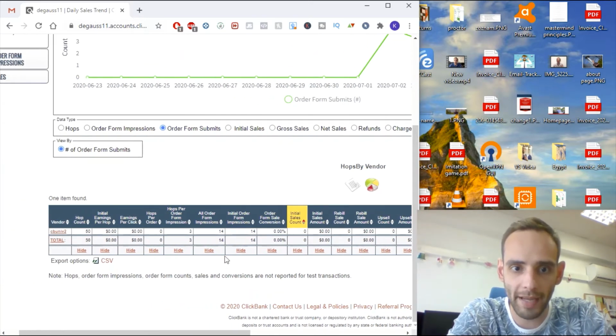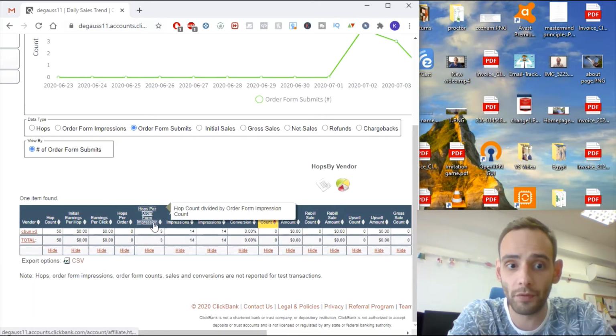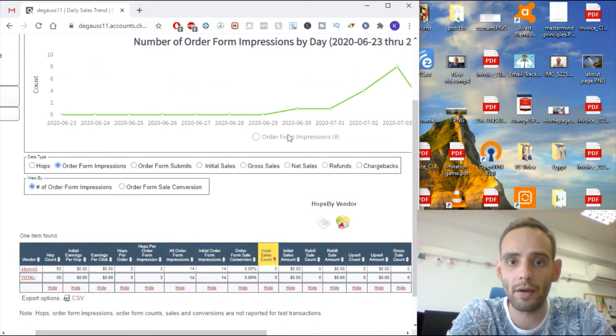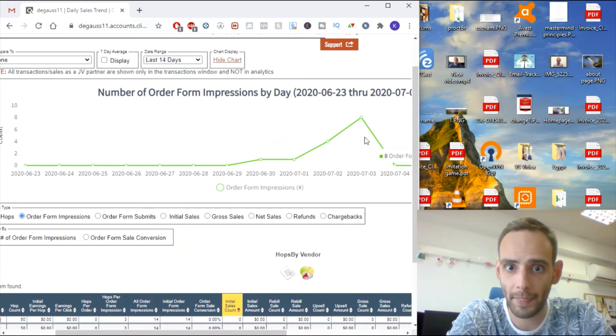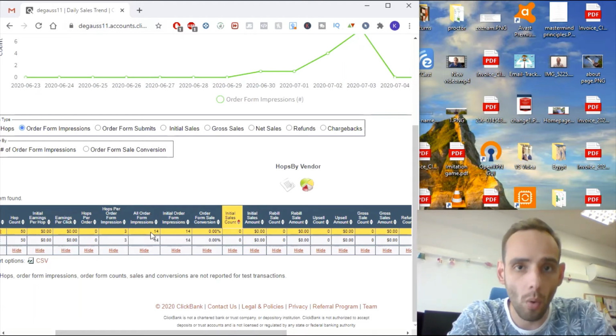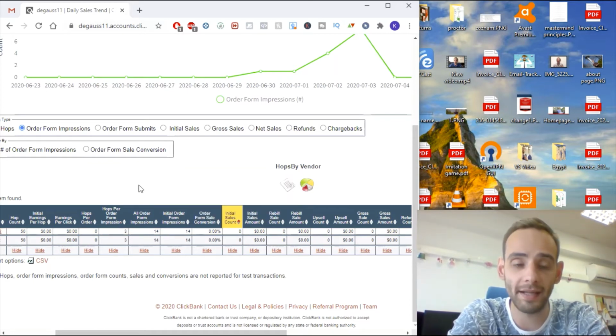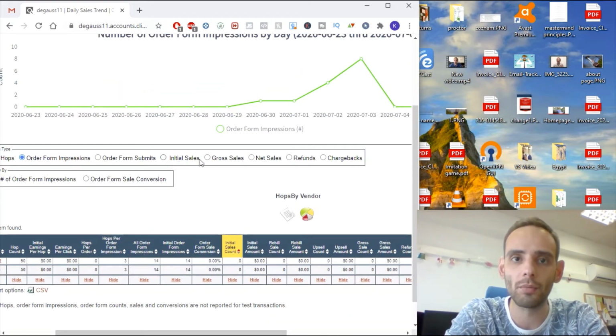All right, so as you can see over here, let me just see where we ended. So you have hops per order form impression. Again, all order form impressions are over here also, so you can see graphically which day how many order form impressions there were, right? And so we got 14 order form impressions, meaning 14 times the order form was viewed by a customer. Obviously it can be one customer viewing it several times, so it doesn't necessarily need to be 14 people, but usually it might be more than one person.